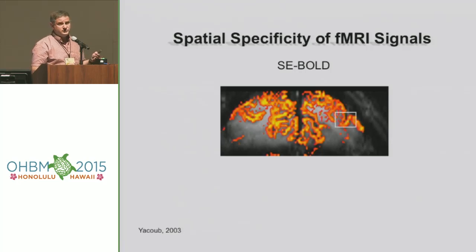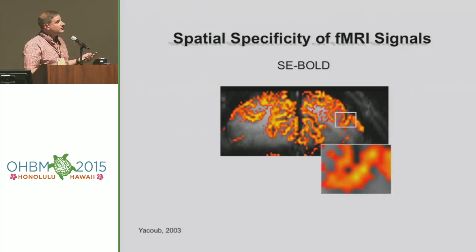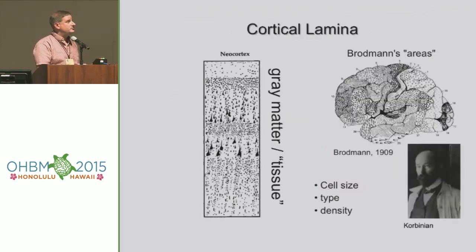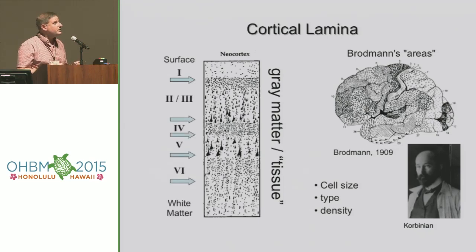But when you go in and start using spin echo, people started to notice that the signal is not coming from the surface, but it seems to follow the gray matter. And you see somewhere in the center of the gray matter a hot spot, or a larger activation of the BOLD signal. And of course, the question is, where is that coming from in the tissue? Because if we're trying to understand what the fMRI signal is representing, we have to understand what the underlying anatomical correlate is.